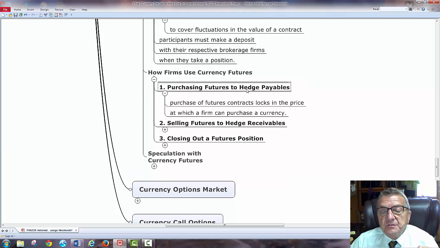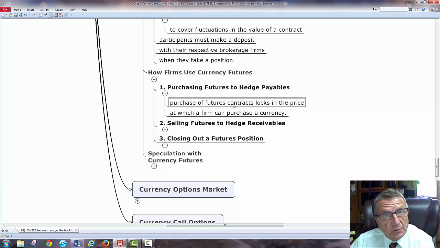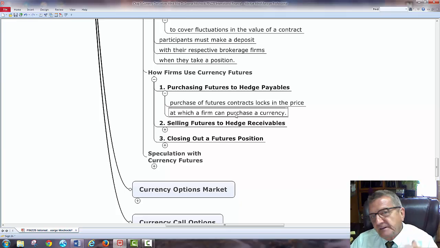Okay, purchasing futures to hedge payables. Purchases of futures contracts lock in the price, so I'm already saved, at which a firm can purchase the currency. I'm hoping it's going to be there. I don't want to lose money as a finance person. I want to make money. If I lock it in too high, how do I get rid of it?